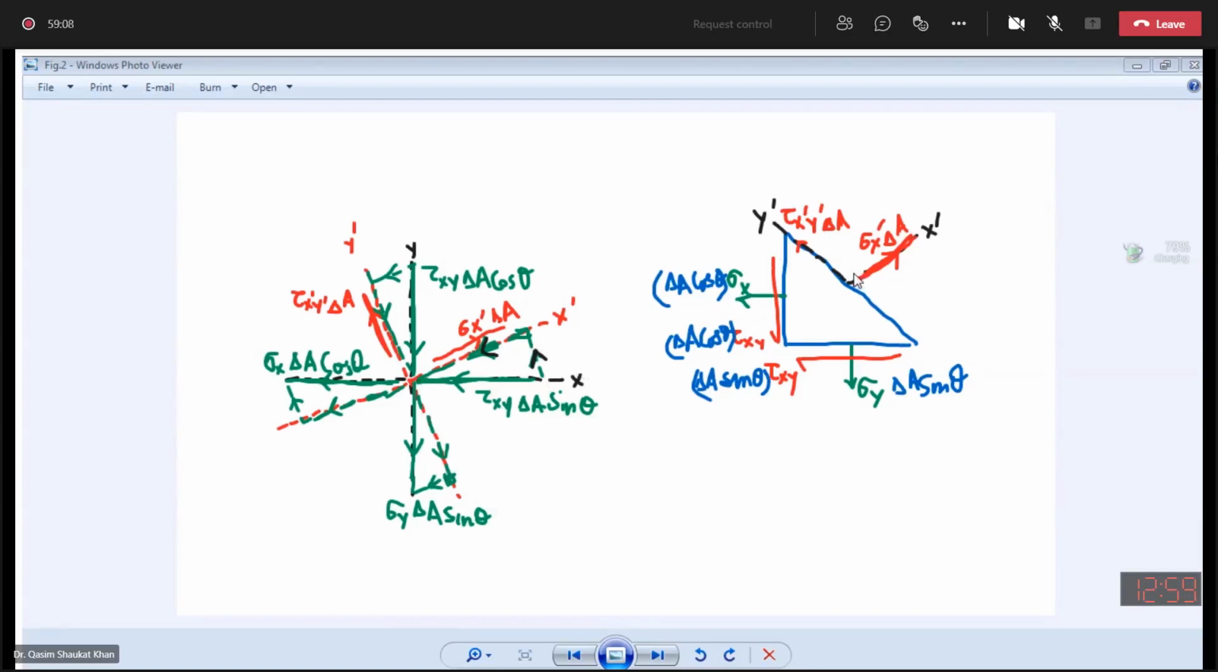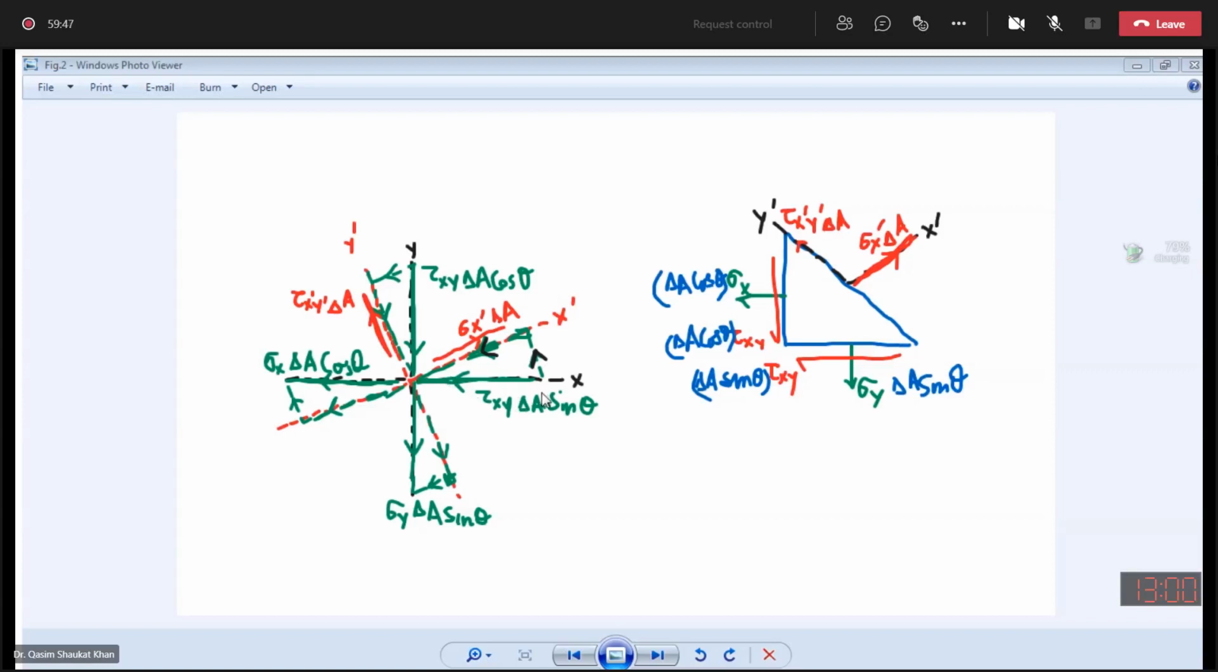So first force is sigma x dash delta A. So I have shown this sigma x dash delta A along the x dash axis. I have shown this tau x dash y dash delta A along the y dash axis. Okay? Now let's start the force resolution one by one. So first I take this tau xy delta A sin theta, this one. So this is tau xy delta A sin theta.